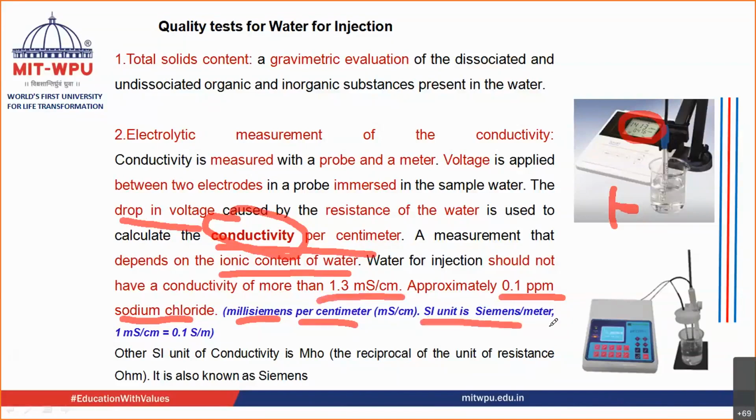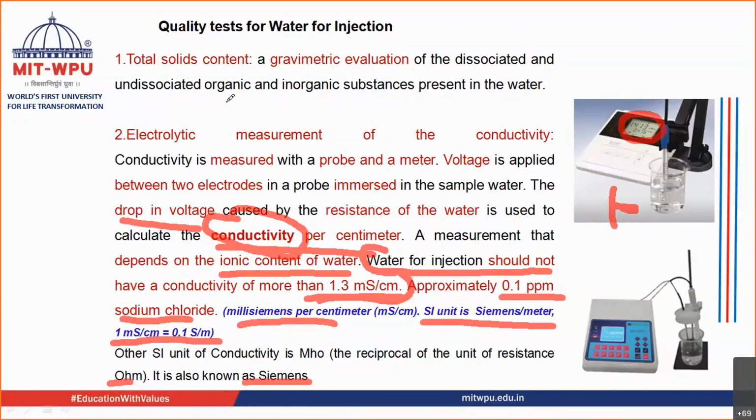The SI unit of conductivity is Siemens per meter, which you already know. The conversion is that 1 millisiemens per centimeter is equal to 0.1 Siemens per meter. Again, you don't have to remember these units that much. The only thing you have to remember is that water for injection should not have conductivity of more than 1.3 millisiemens per centimeter. That is the most important thing. Also, the unit of conductivity is ohm inverse, also known as Siemens, which is not that important again.